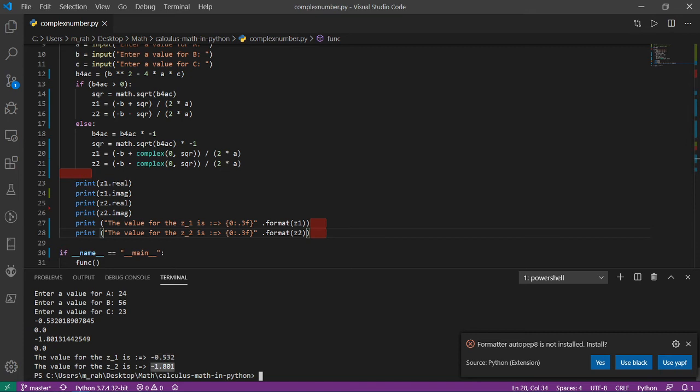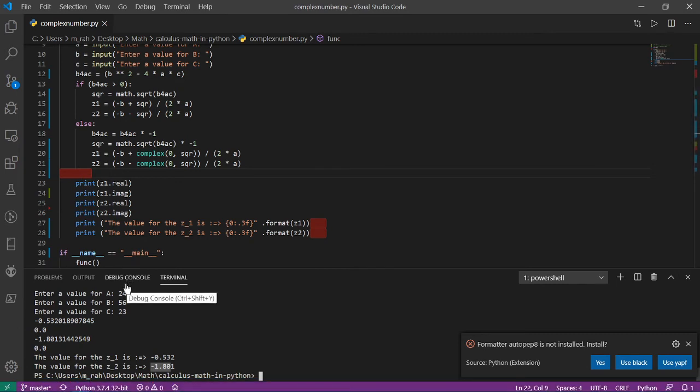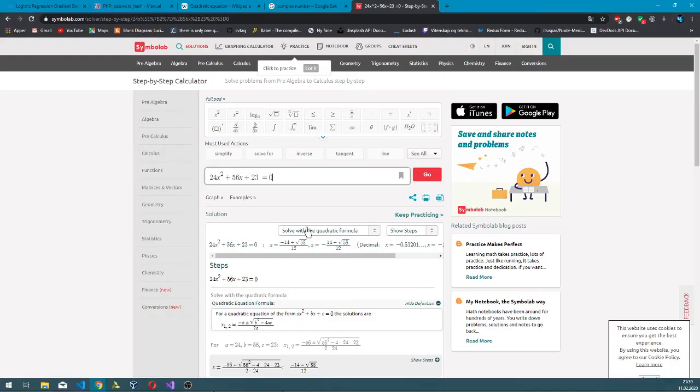This is because the value was positive, and this code executed. When the value is negative, this other code will execute. So we have this value and this value, and this is correct. If we go to this, we have 0 minus 0.532.